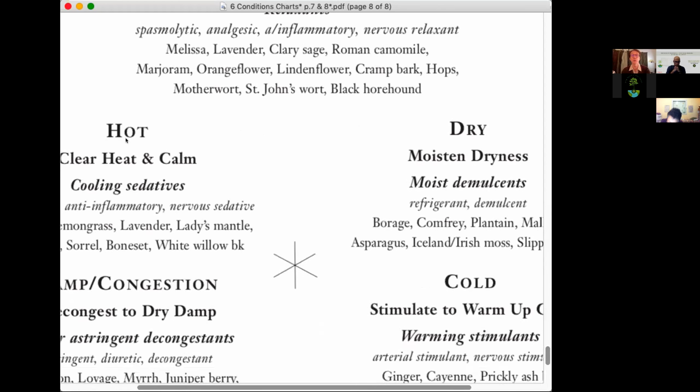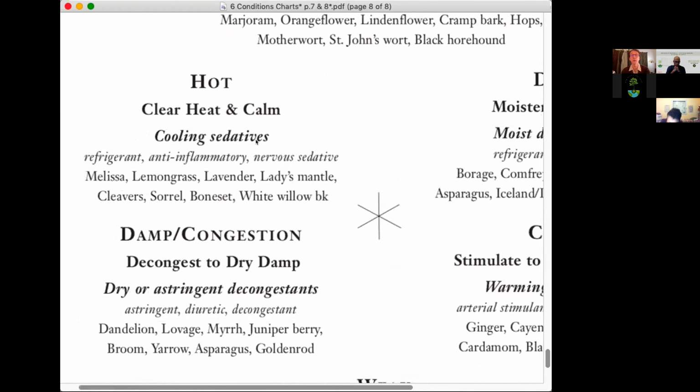Okay, moving on to, let's look at some warming. So herbs to treat a hot condition. The treatment principle is to clear heat and calm, right? Cooling sedatives. They tend to be cooling. Refrigerant is the traditional term in Western medicine. It just means cooling, anti-inflammatory, and also nervous sedatives. Okay, so we clear heat and we calm the nervous system.